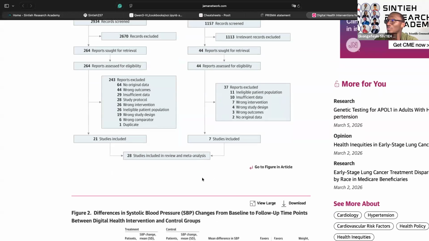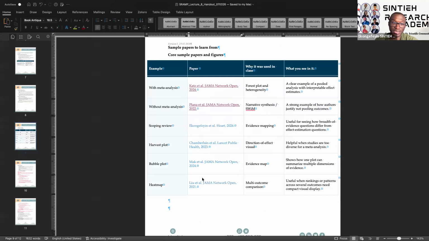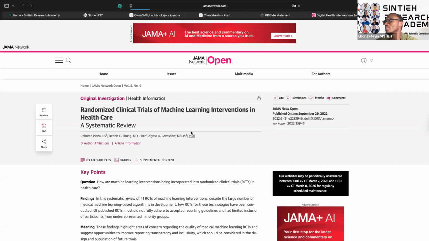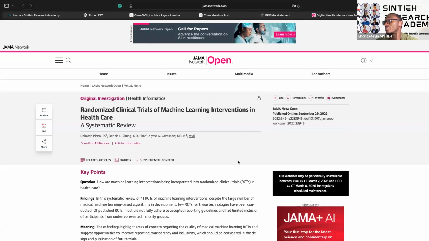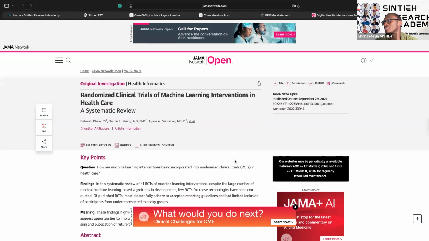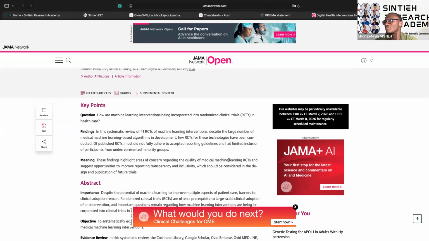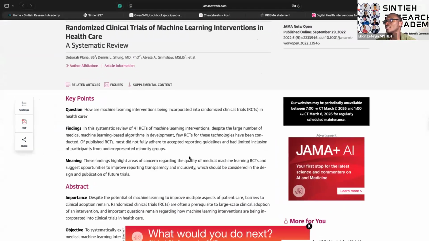All right. Now, our next paper is this one that does not have a meta-analysis. It is randomized clinical trials of machine learning in healthcare. So this is a very broad study. Lydia, can you read the key points?